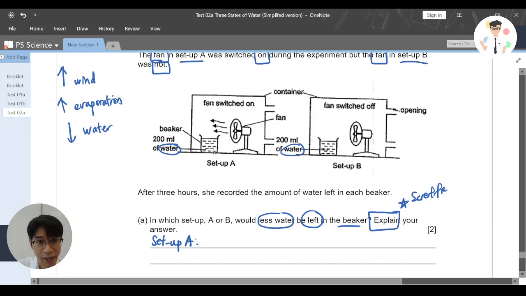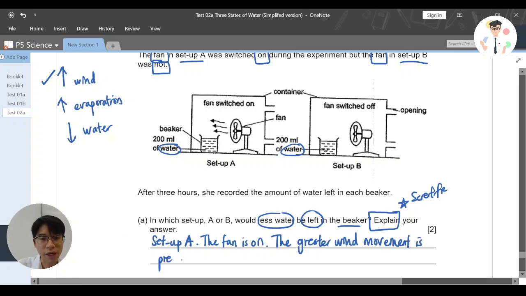First, setup A, I know in setup A the fan is on. And when the fan is on, what happened? There is the wind, the presence of wind. The greater wind movement is present. Yes, because the fan is on, there is wind. And what happened? The rate of evaporation is higher.